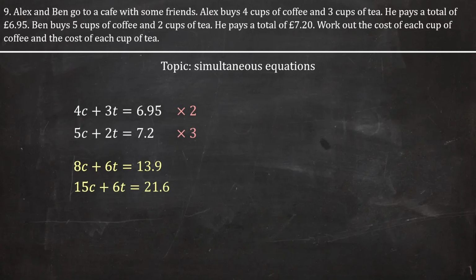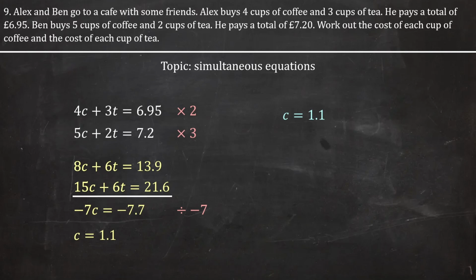Now that the t's are matching, I can actually subtract. 8c minus 15c is going to give me minus 7c equals 13.9 minus 21.6, which is minus 7.7. Remember to be consistent. If you're doing top minus bottom, you're doing that for every term. Divide both sides by minus 7 and you get that c is 1.1.